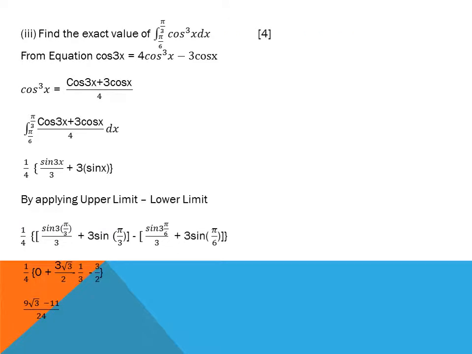In the third part, find the exact value of the integral with upper limit pi by 3 and lower limit pi by 6 of cos cube x dx. From the equation cos 3x is equal to 4 cos cube x minus 3 cos x, I will find that cos cube x is equal to cos 3x plus 3 cos x over 4.